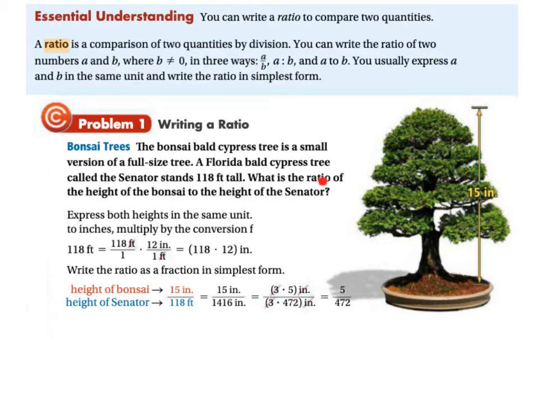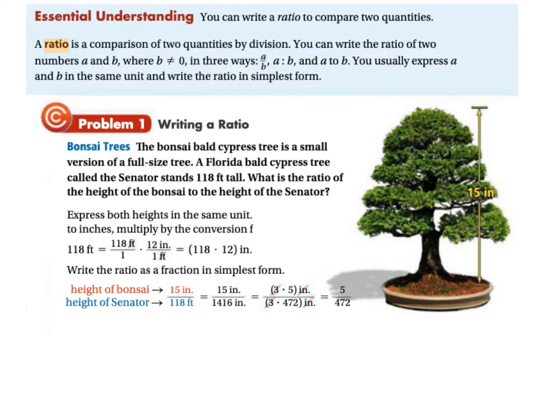So remember I said, it says the ratio of the height of the bonsai, that's first. So height of the bonsai is 15 inches. The height of the senator in inches is 1,416. And what we want to do is simplify this fraction as much as possible. The only thing you can divide this by is 3 or 5. And this is not a multiple of 5. You can see it doesn't end in 0 or 5. But if we add the digits, 1 plus 4 is 5, plus 1 is 6, plus 6 is 12. That 12 is a multiple of 3. So we can say that this whole number is a multiple of 3, and we can divide both by 3. Simplifying to 5 over 472.